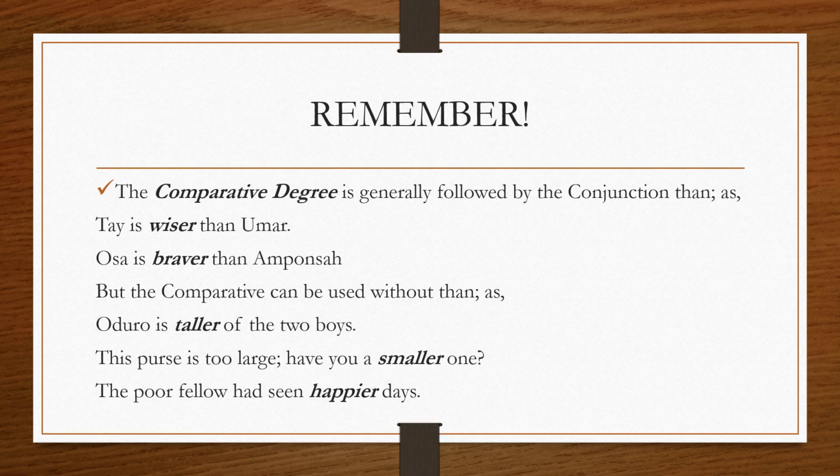So we are being told how to be using it. Because generally we've been told that the comparative degree is mostly followed by the conjunction than. However, we've been told that there are times we can do without it. And those are the examples that followed.